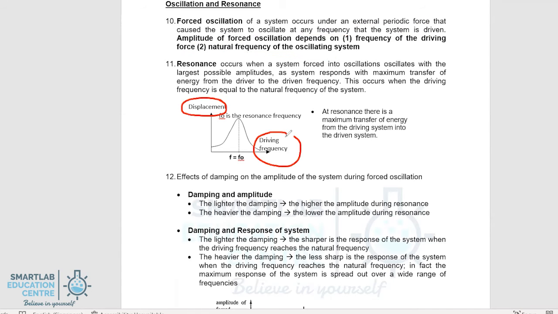By looking at the displacement versus the driving frequency, we note that when the driving frequency is zero, there's actually a certain displacement. And more importantly, as the driving frequency goes towards the natural frequency, the displacement will increase significantly. So at this frequency where f equals f naught, this is what we term the resonance frequency, because at the resonant frequency, there's the maximum transfer of energy from the driving system to the system being driven.